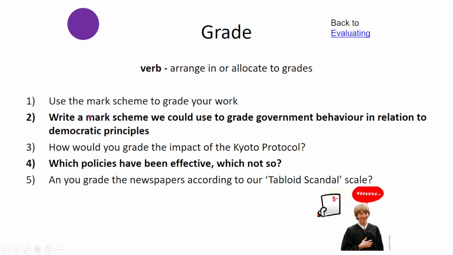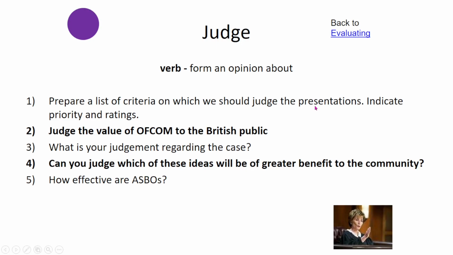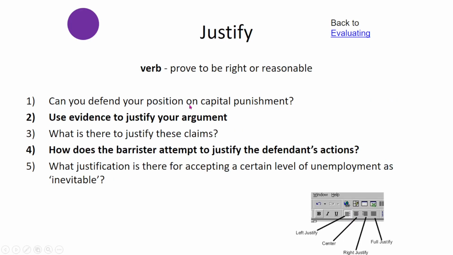What key theme runs through the UDHR? Judge: form an opinion about. Prepare a list of criteria on which we should judge the presentation, indicate priority and rating. Judge the value upon the British public. Justify: prove to be right or reasonable. Can you defend your position on capital punishment? Use evidence to justify your argument.